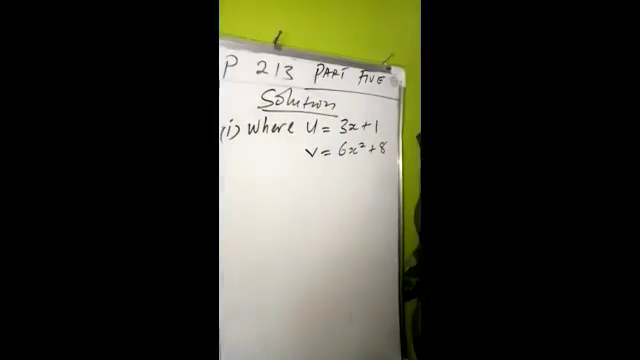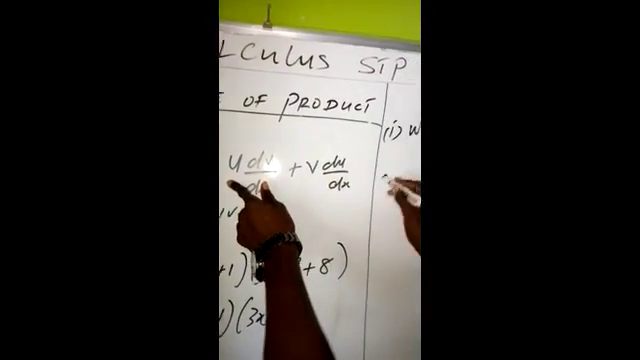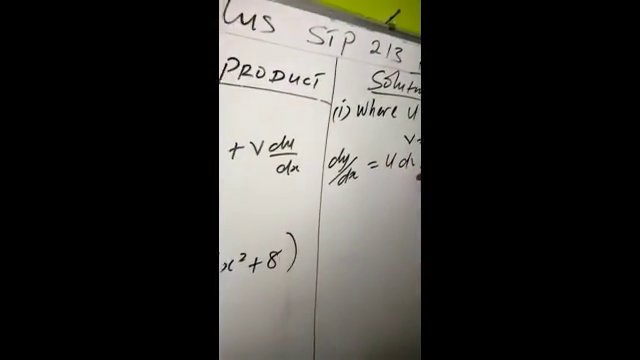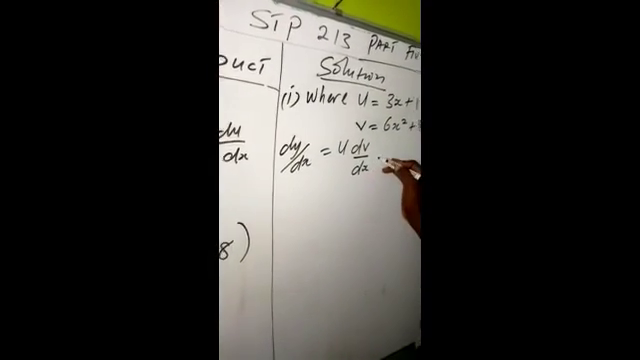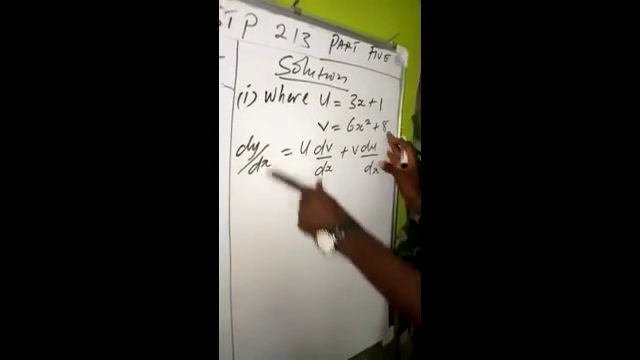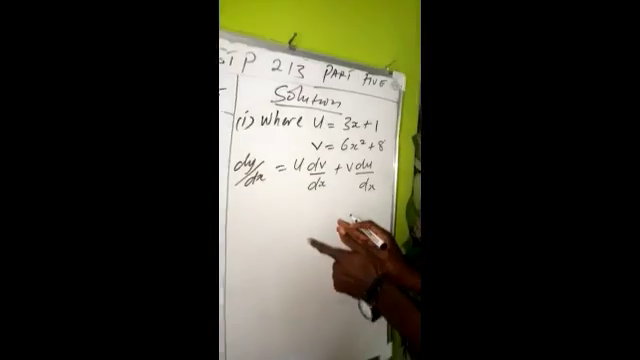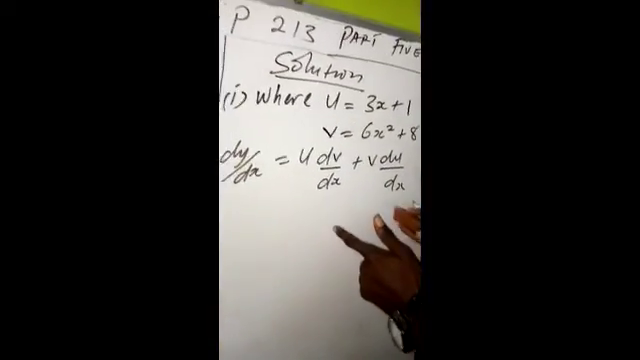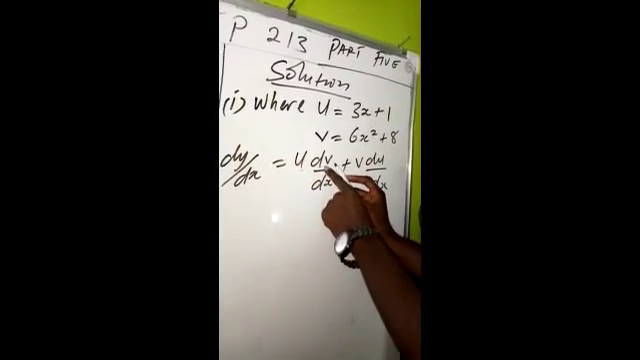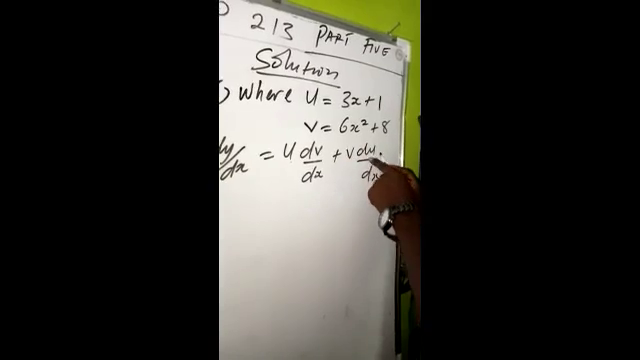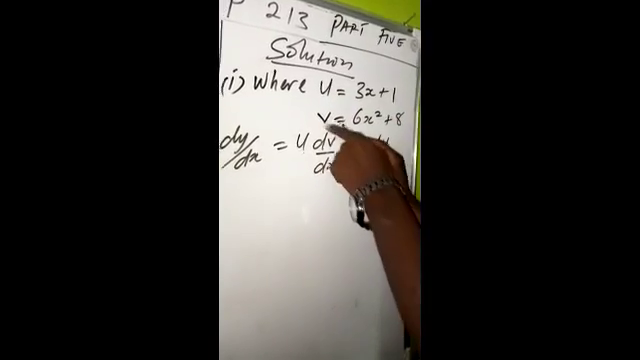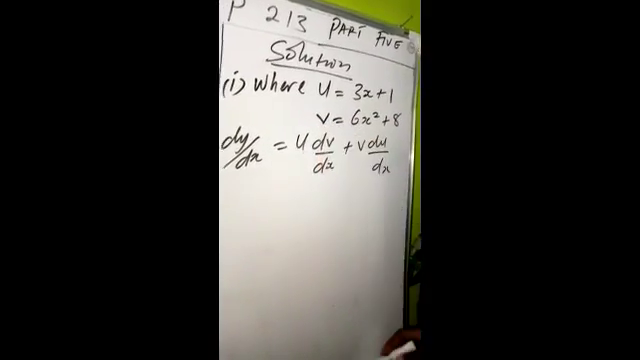So according to our formula, we have dy/ds equals u dv/ds plus v du/ds. So this is the formula now. If you look at our formula from this point, you can see that something is missing. From this point you have u, but you don't have dv. Then from here we have v, but you don't have du. So how can we get this du? You get du from u, and dv from v. So let's go there now.